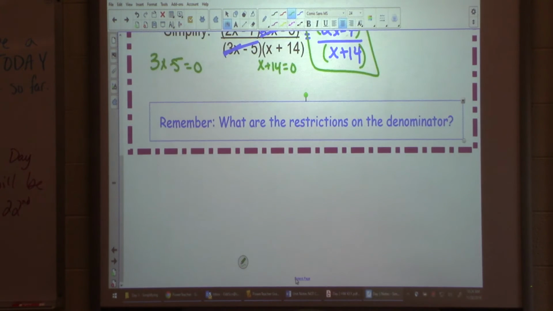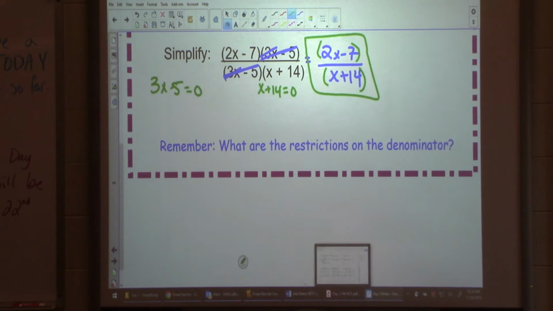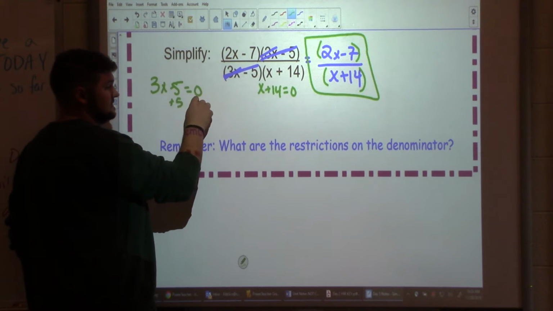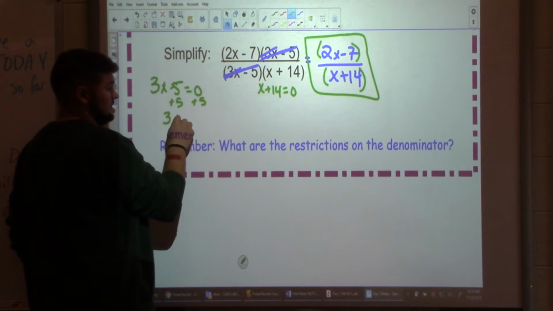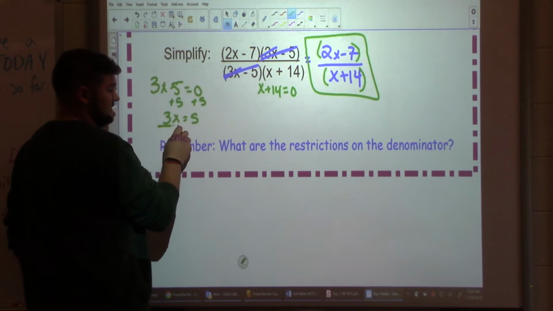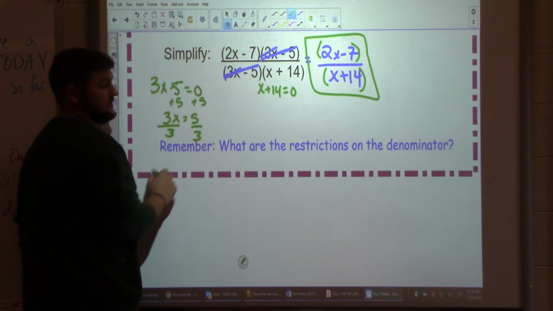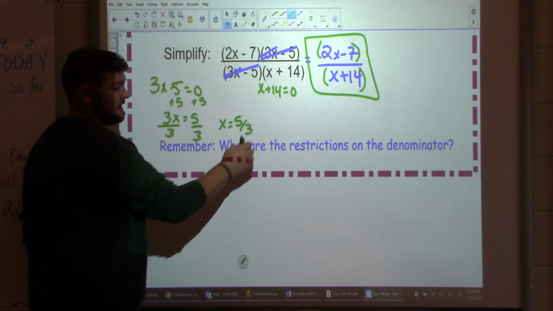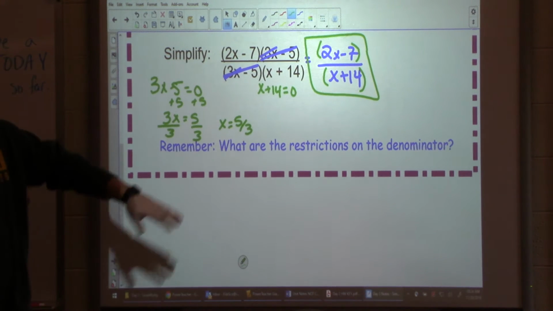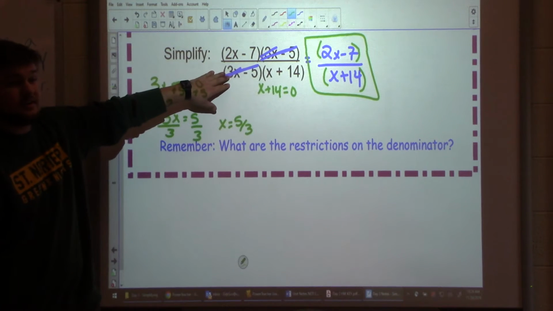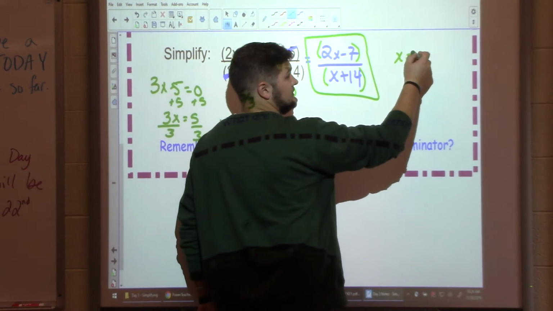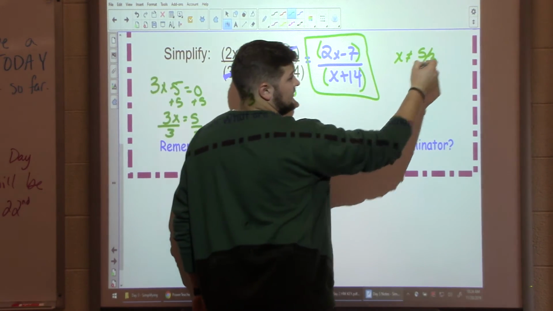How do I solve 3x minus 5 equals 0? Add 5. 3x equals 5. And I divide by 3. I get x equals 5/3. That is my first restriction. If I plug 5/3 into here, that's what would make it equal 0. So I know x cannot equal 5/3.